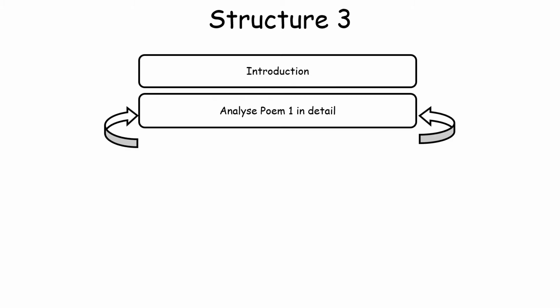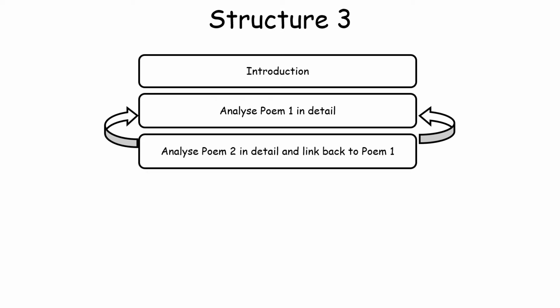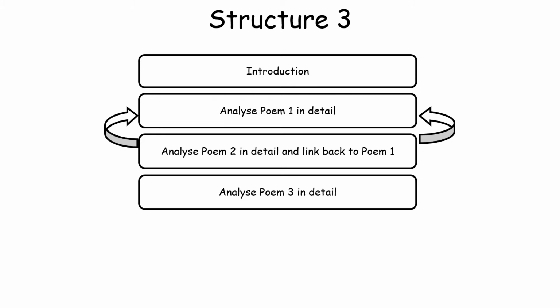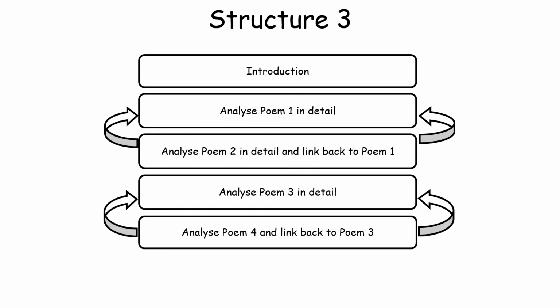And then what this student might do is they might make the connections with poem 1 when they introduce poem 2. So they analyse poem 1, and then as soon as they do poem 2, they link back to poem 1. What they then do is introduce their third poem and analyse that in isolation. And then during their analysis of poem 4, they're making those links back to poem 3.